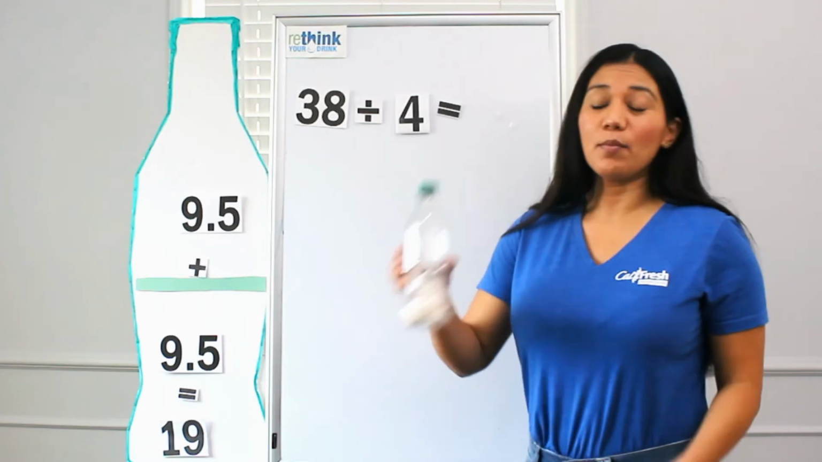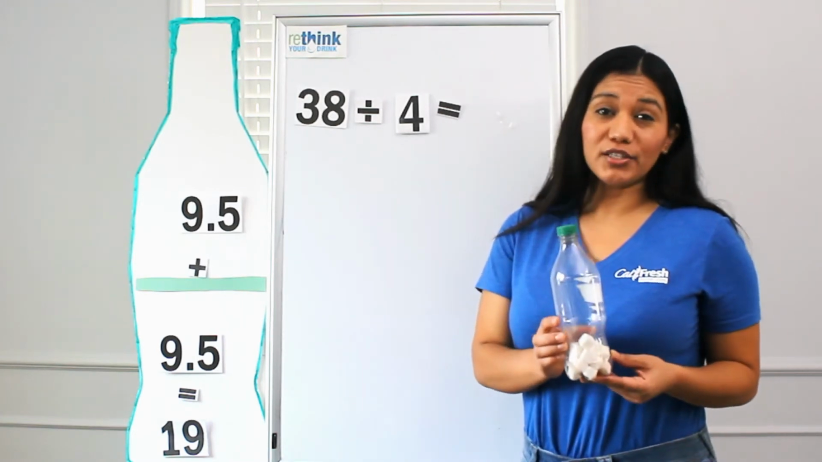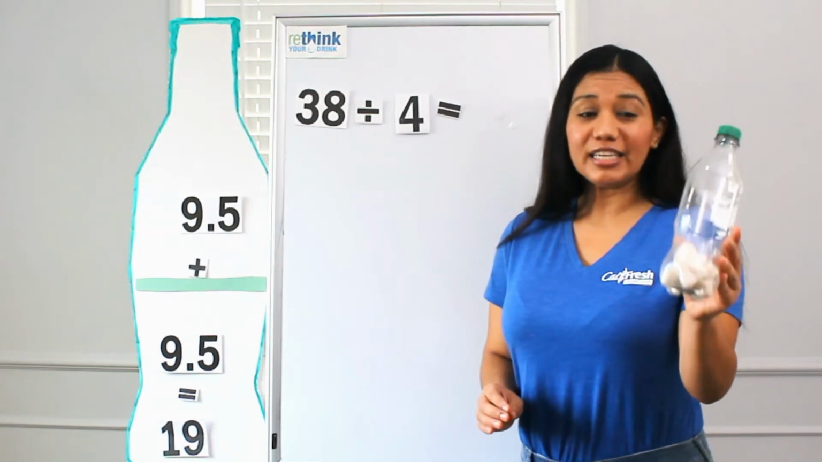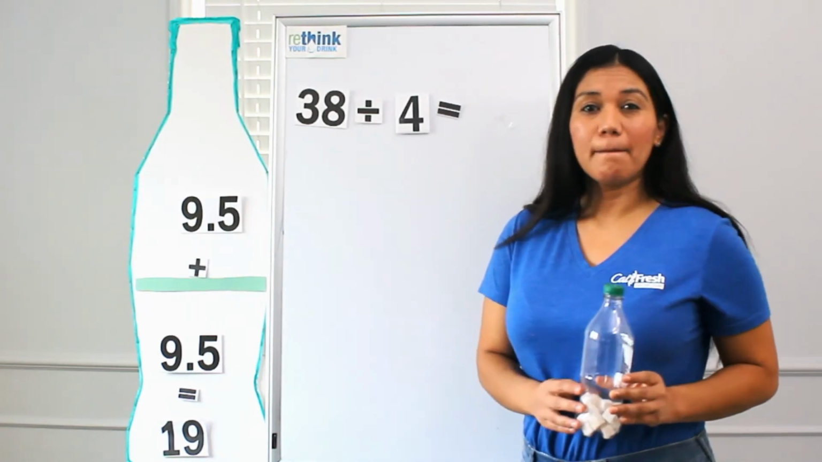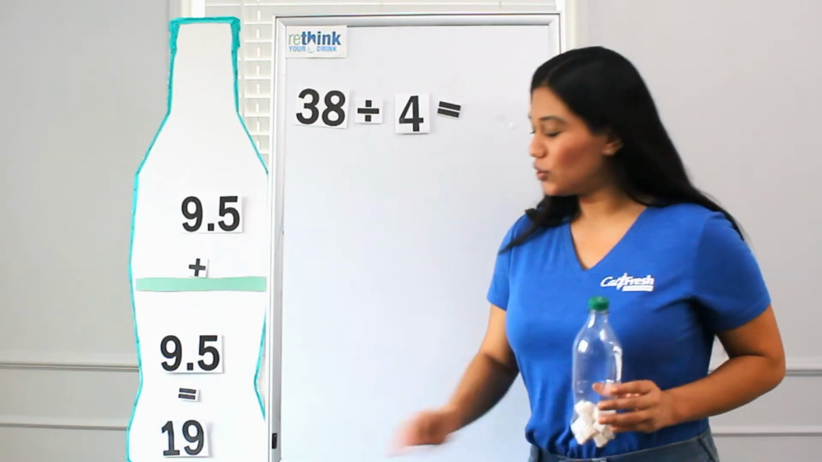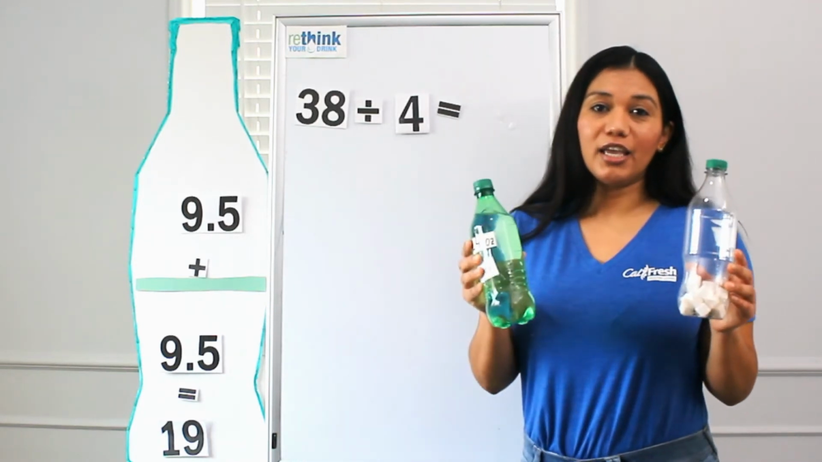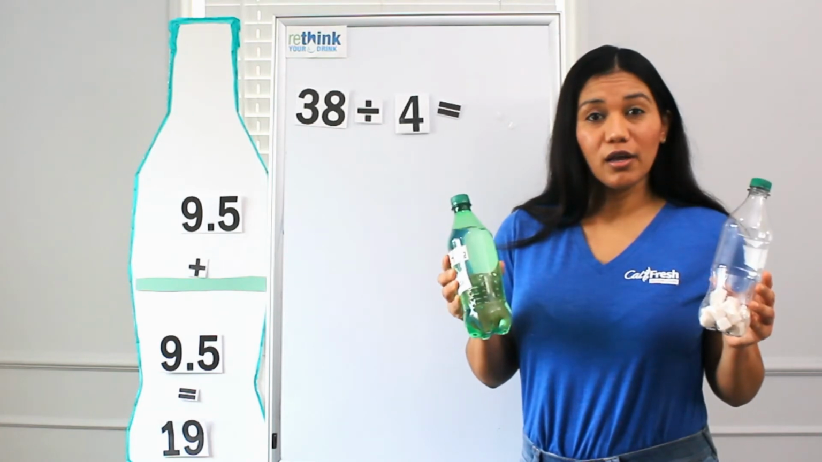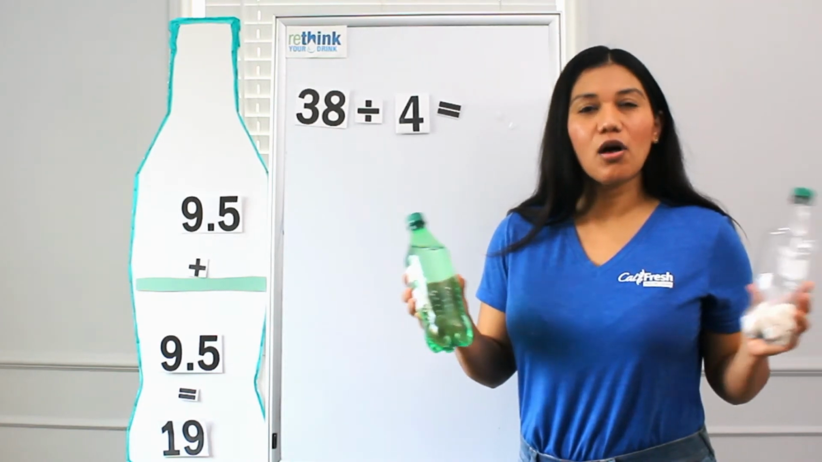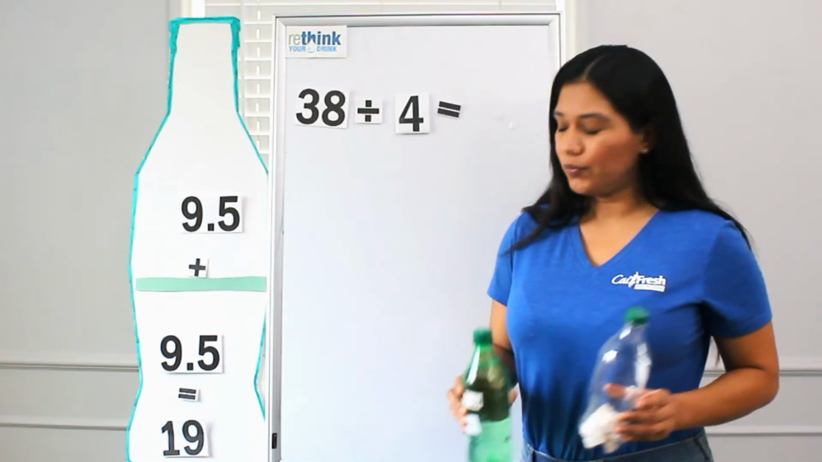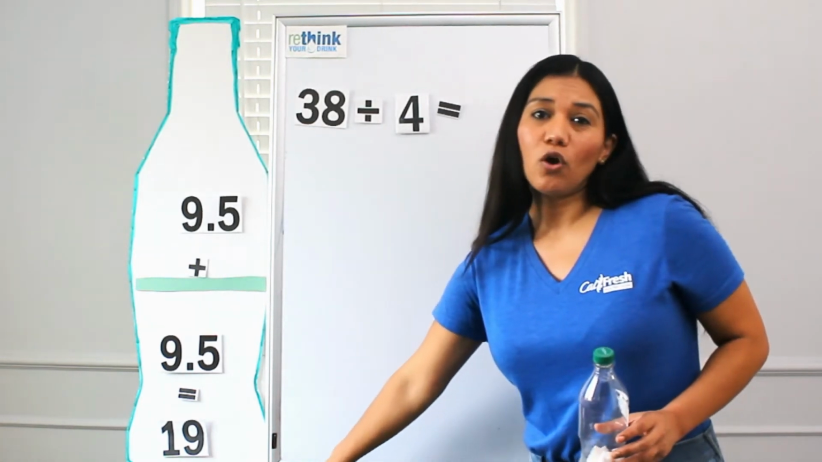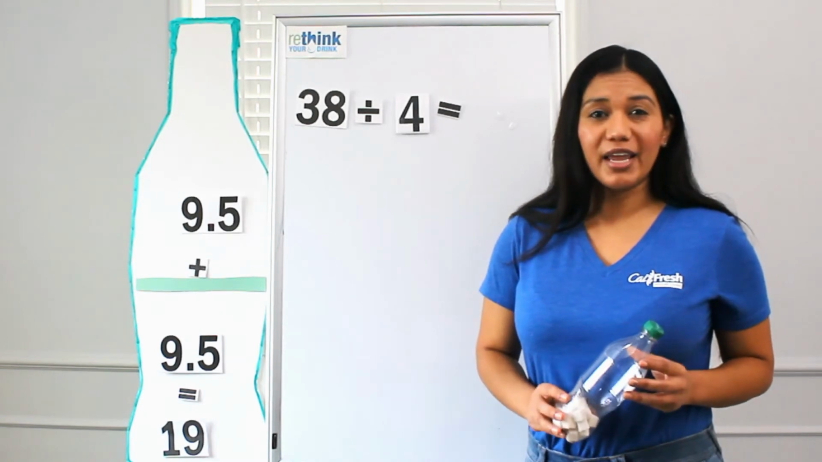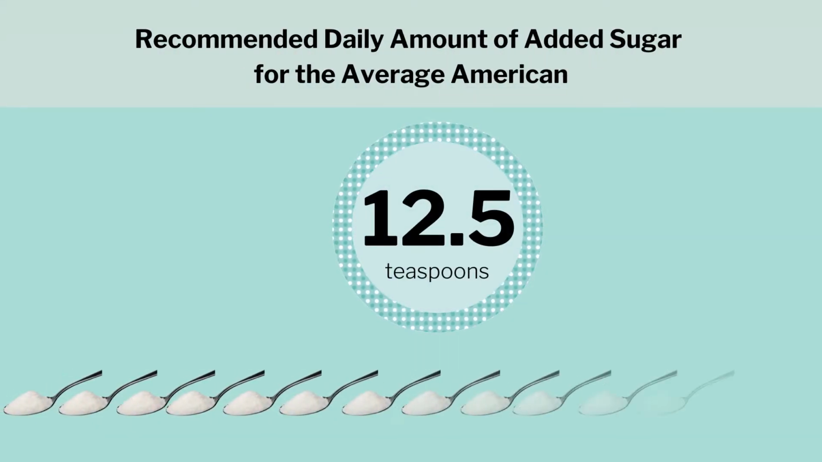This is the amount of sugar we put in our bodies when we have this type of drink. 19 teaspoons of sugar. But what if you have 2 of these drinks in a day? That will be 38 teaspoons of sugar. But is this a lot? How do we know? Did you know that the recommended daily maximum amount of added sugar for the average American is 12.5 teaspoons of sugar?